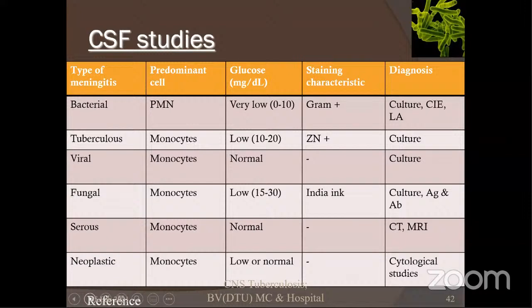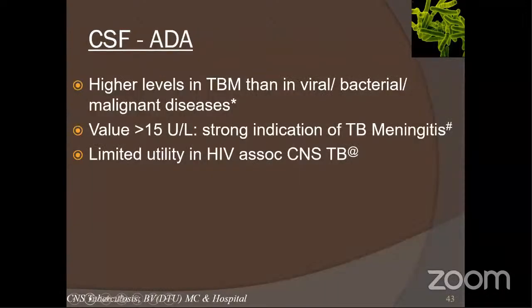The CSF studies, I am not going to go into the details, because every one of you knows how to differentiate bacterial meningitis from tubercular, viral, fungal, and neoplastic meningitis. Let us talk a bit about ADA. Higher levels in TBM than in viral, bacterial, malignant diseases. If the value is more than 15 units per liter, it's a strong indication of TB meningitis. Limited utility in HIV associated CNS tuberculosis because the immunity as such is at a low ebb. So any reading, like we had a reading of 20 units per liter, is a strong indication of tubercular meningitis.